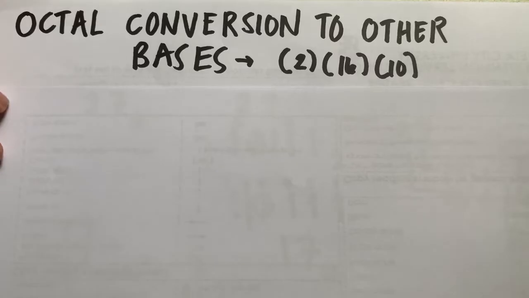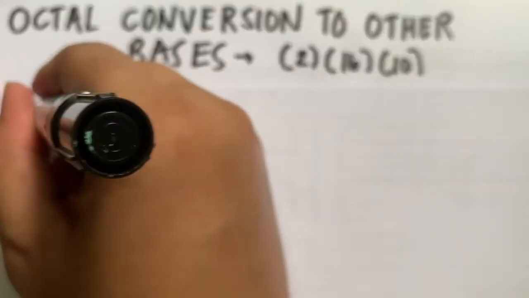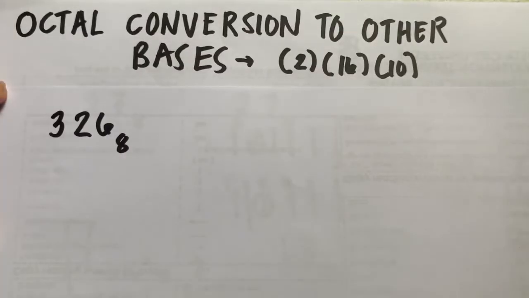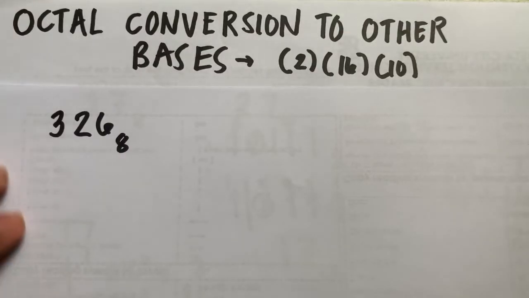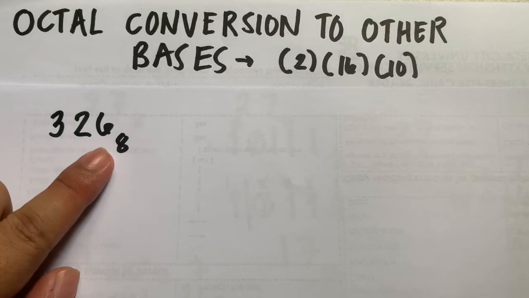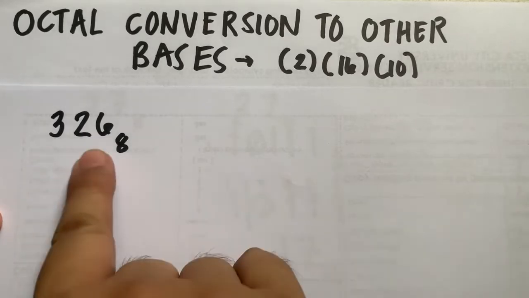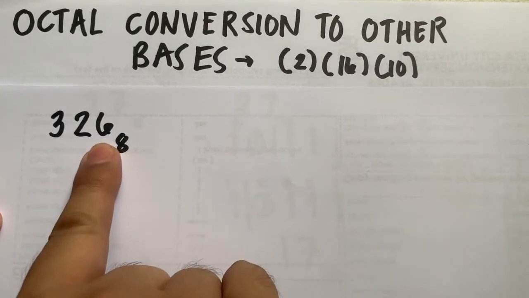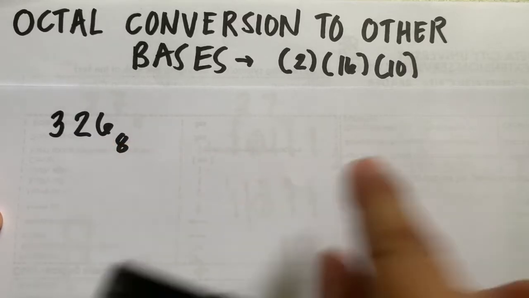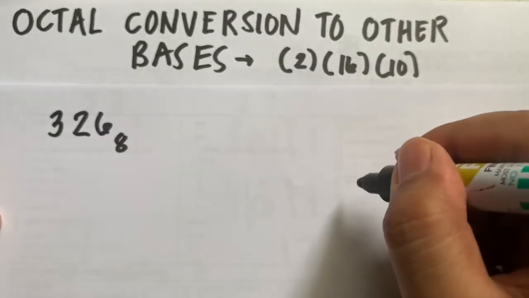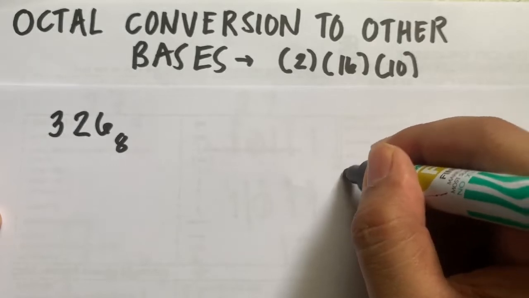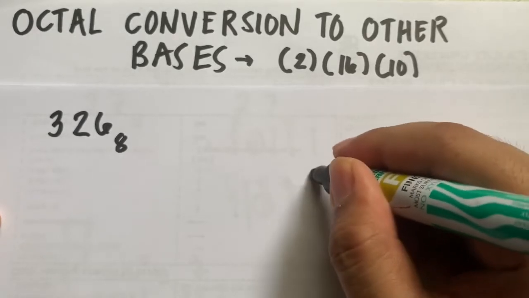Let's have another example of an octal number being converted to binary, hexadecimal, and decimal. Say we are given the number 326 in octal. How are we going to convert it to other bases? Again, we start by converting the number to its binary equivalent. We start with the last digit, 6. How do we represent 6 as a 3-digit binary number? Using the positional value, 6 is 1 1 0.